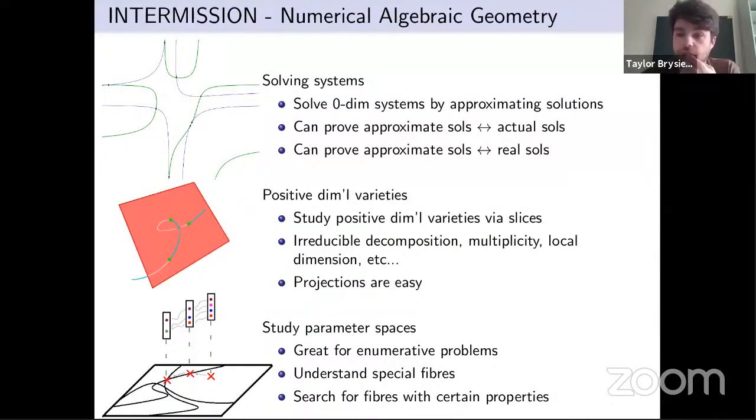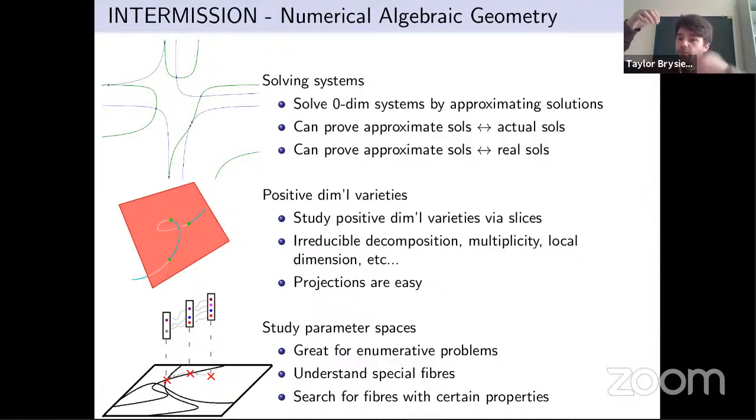And then the way I use these tools the most, so we have a picture like the one before, is by studying parameter spaces. So I have some parametrized polynomial system where for each parameter I have finitely many points. Numerical algebraic geometry allows me to literally perform analytic continuation on those points as I move downstairs.